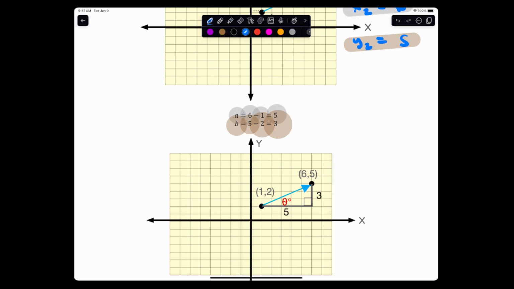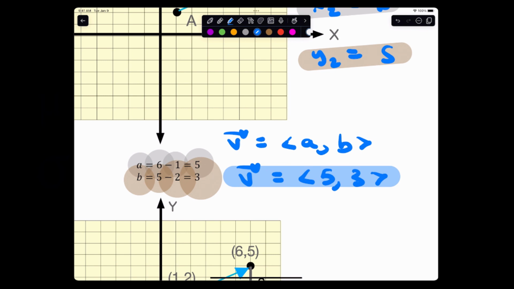Vector V is going to be, by definition, remember, they write it this way, A, comma, B. This is a component form. So vector V is going to be A being what? 5 and B being 3. Here is the definition of vector V now. It's based on that arithmetic. 5, 3. There's your component form. You got the horizontal component, first value. You got the vertical component, second value. 5, 3.